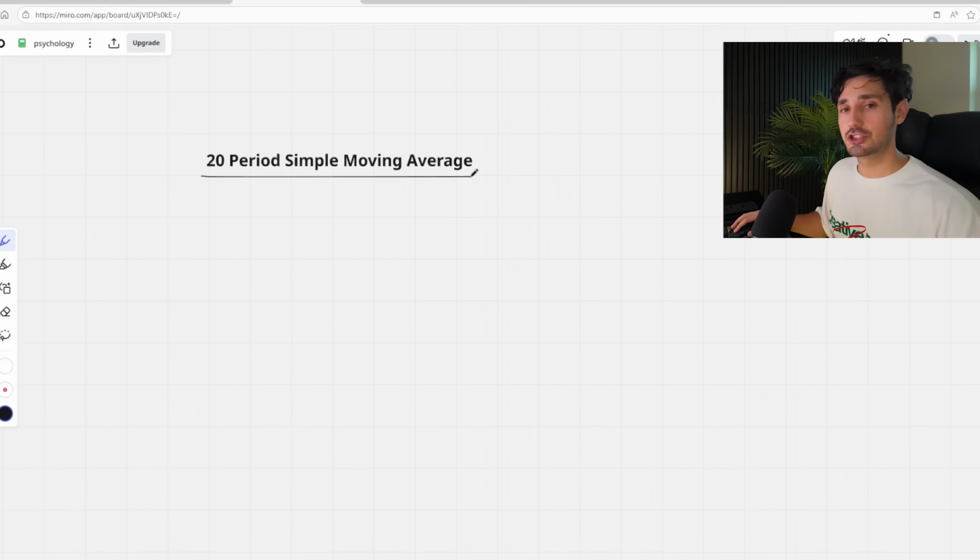So first, I'm gonna teach you how to use the 20 MA, and then I'm gonna teach you how to use the 200 MA, and I'm going to keep things as simple as humanly possible. But before I do that, I wanna emphasize that you should never be solely relying off of indicators. Indicators are meant to complement your trading. They should never drive your decision making in the markets.